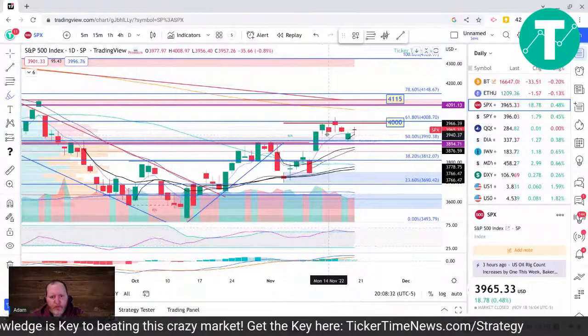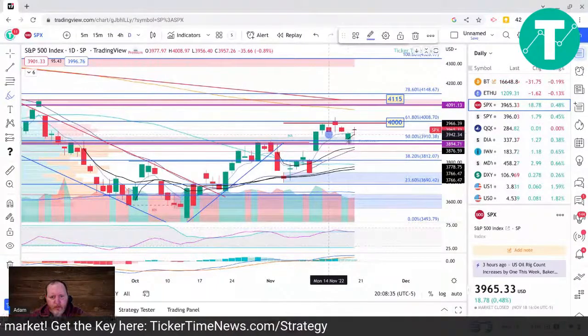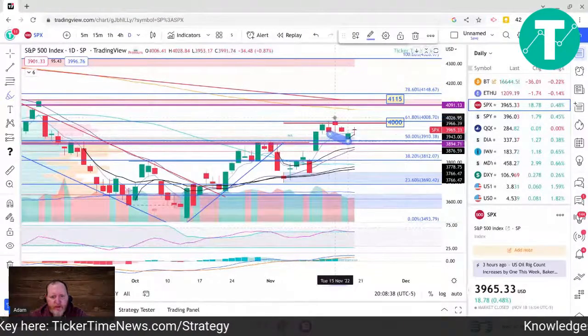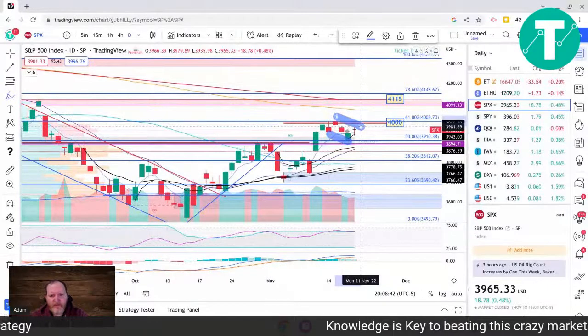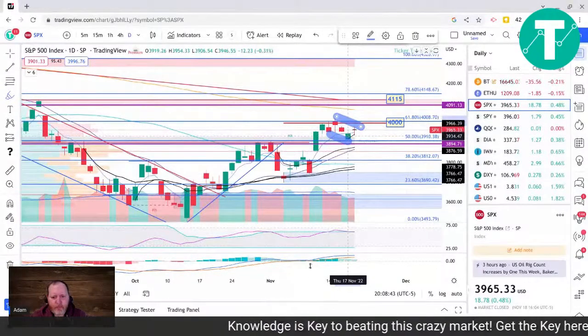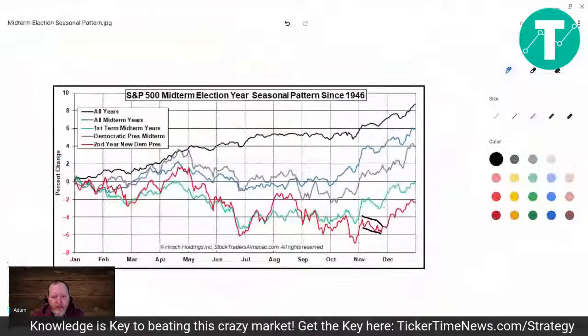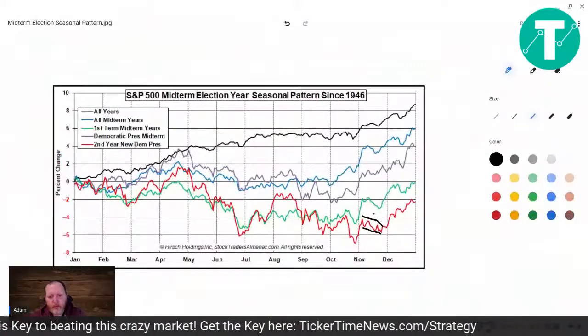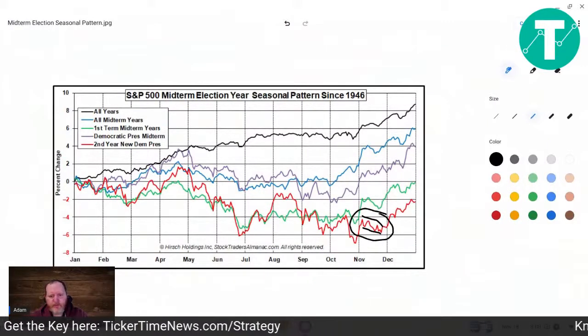Let's go to Monday's candle, which was right here. So if we just draw a line, Monday's candle on the bottom there, and we match the top up, what does that look like to you? What does that look like? That looks just like the November choppiness with a downward slope to it.